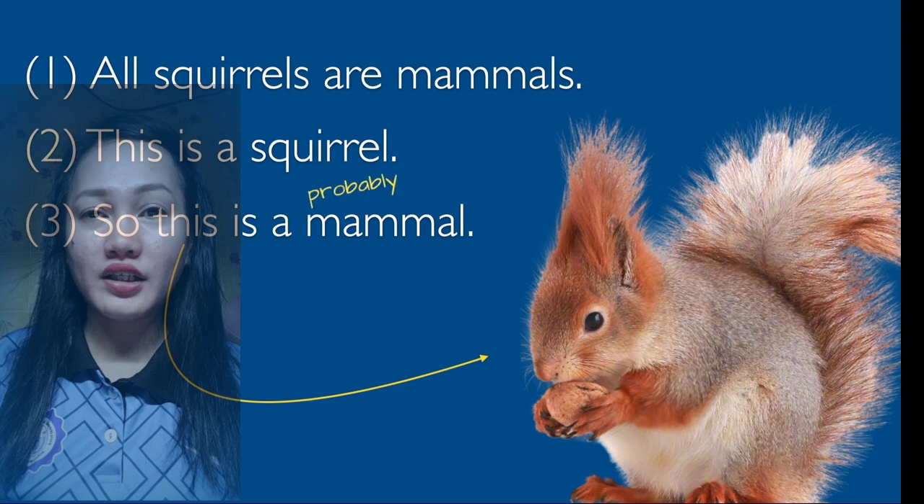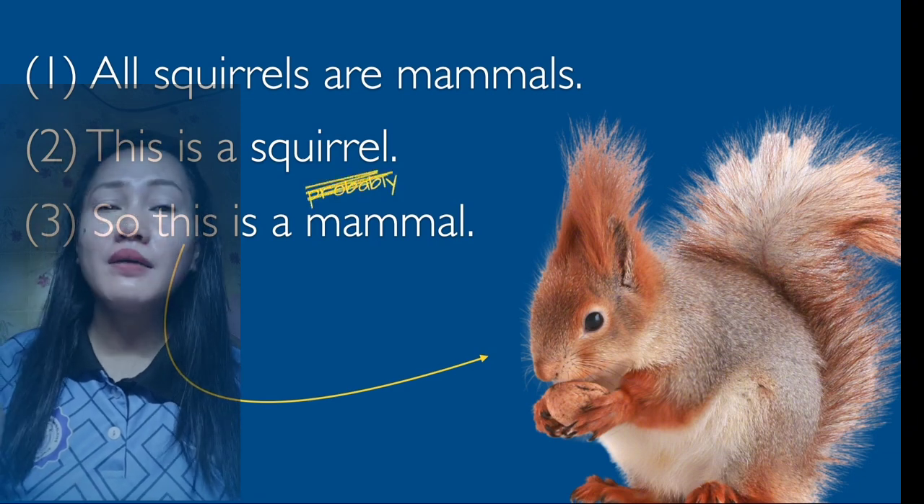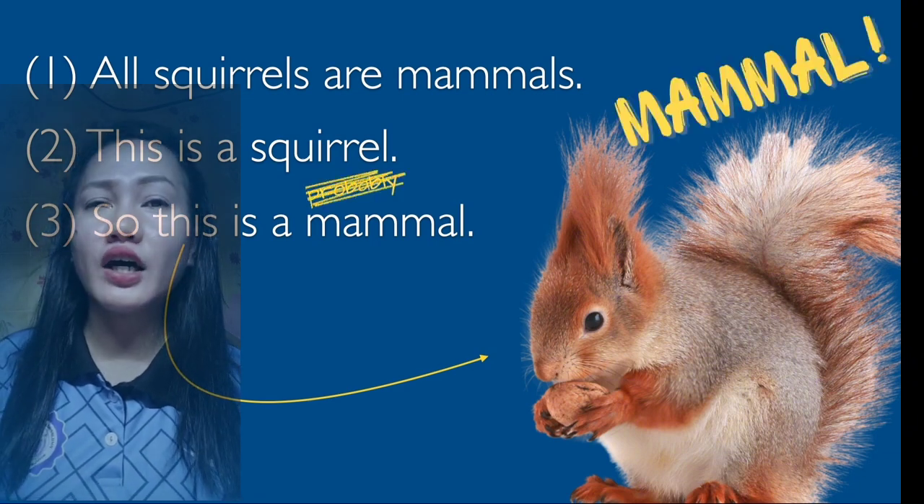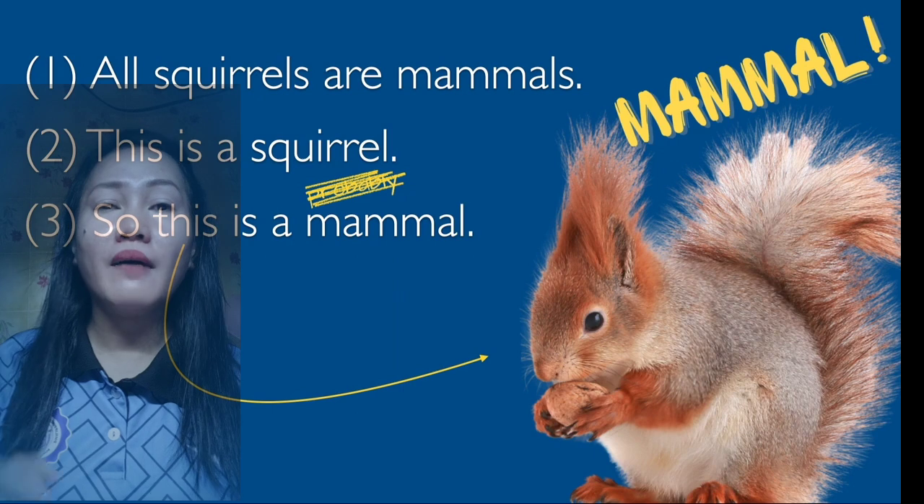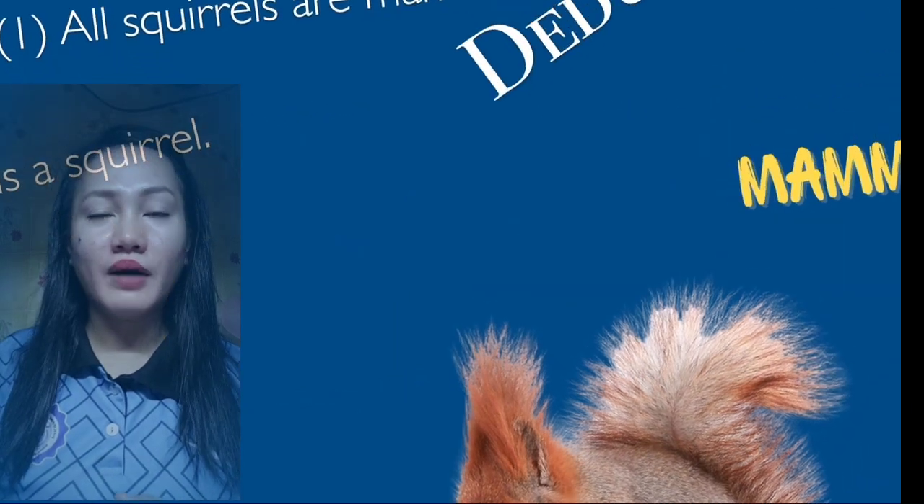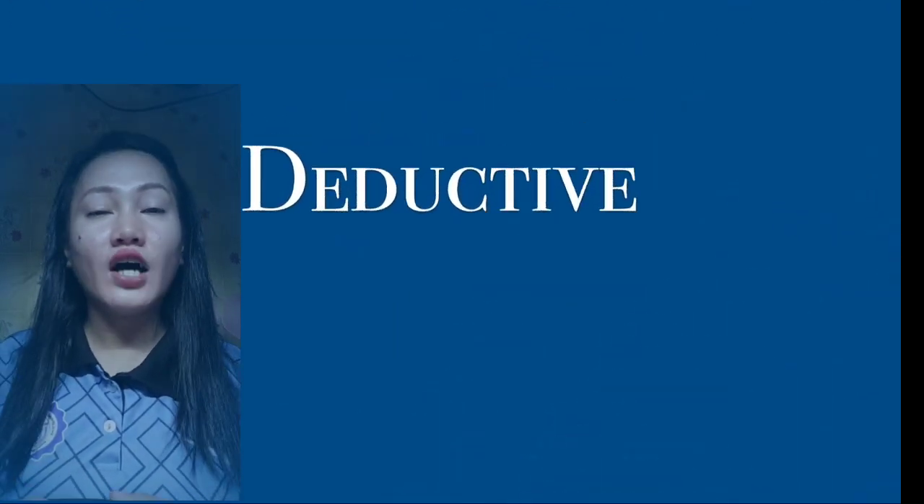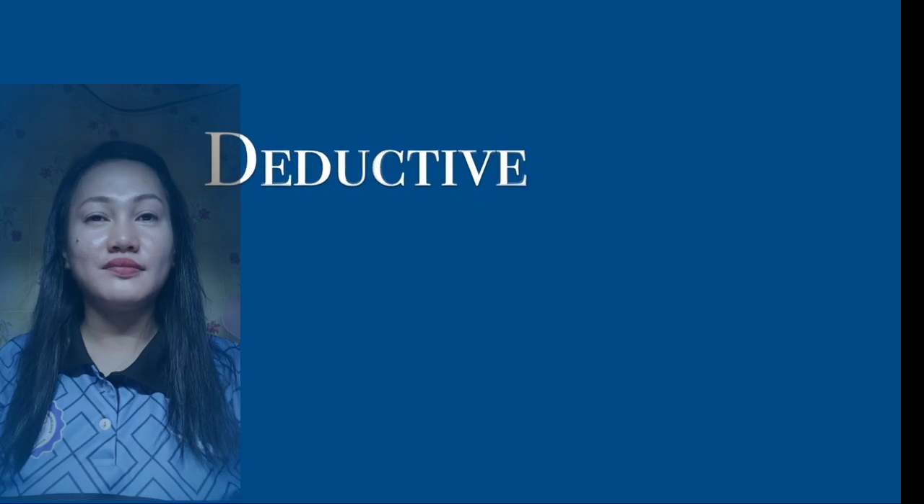This argument is not trying to show that this is probably a mammal. That would be weird. It's trying to show that clearly this must be a mammal. It's a deductive argument. Its goal is a guaranteed conclusion.